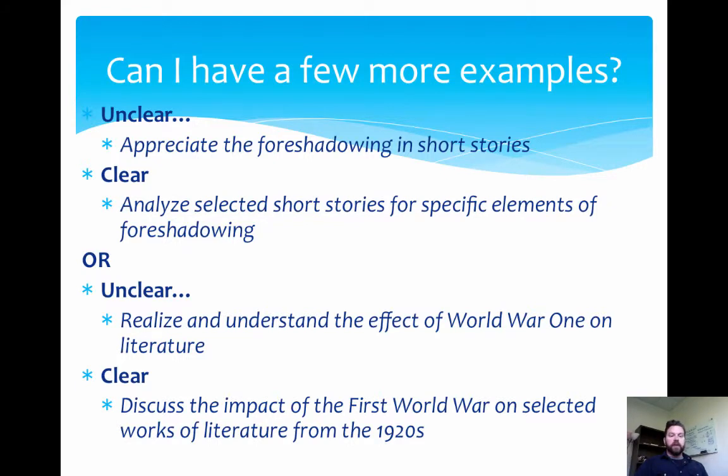So a few more examples. Unclear: appreciate the foreshadowing in short stories. Clear: analyze the selected short stories for specific elements of foreshadowing. Unclear: realize and understand the effects of World War I on literature. Clear: discuss the impact of the First World War on selected works of literature of the 1920s. In both of the unclear examples, the objectives, appreciate and realize, are not clearly measurable, and therefore they're not effective. The clear examples, on the other hand, represent objectives that can be measured via an assessment in which students have an opportunity to demonstrate what they know, analyzing and discussing.